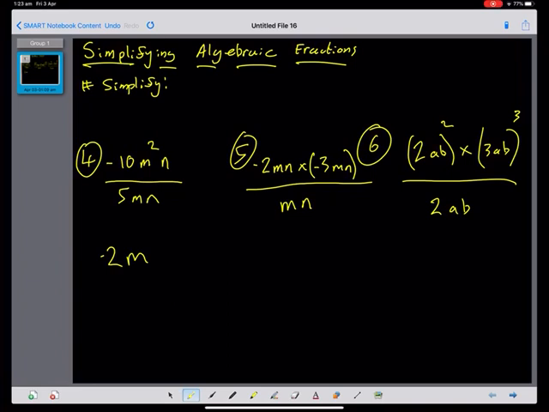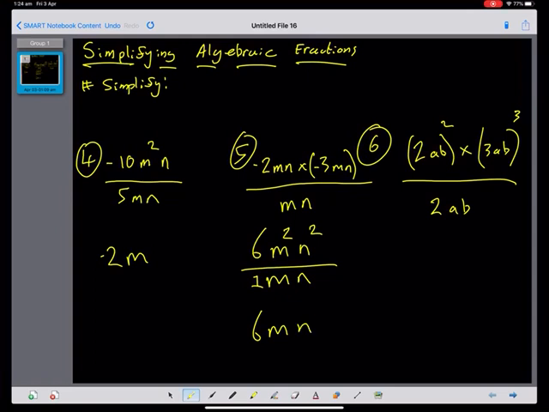Okay, question number 5. We've got negative 2 multiplied by negative 3. That gives 6. We've got m times m, which is m squared. We've got n times n, which is n squared, all divided by mn. Okay, so if you can imagine, there's a little 1 in front of you. 6 divided by 1 is 6. M squared divided by m is m. N squared divided by n is n.